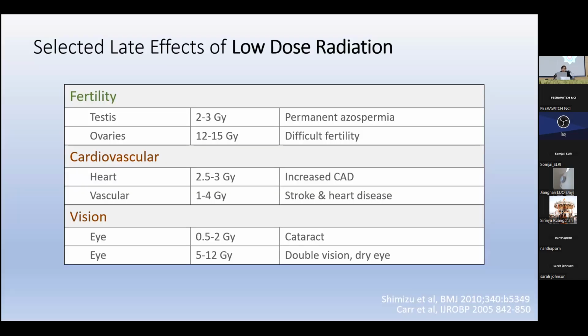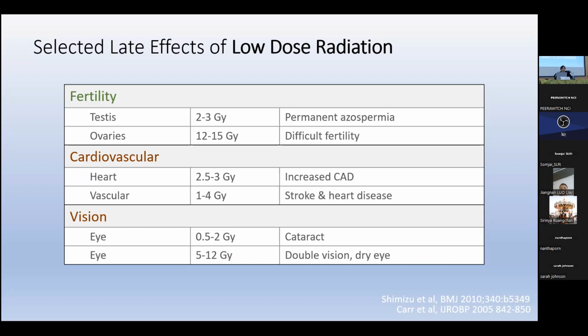So we want to make sure we take care of that. This is just to give an idea, some concepts of when we're talking about these normal tissues, how sensitive things are. So for fertility, that's one that's kind of easy to measure. For males in the testes, a few, and this unit that we're going to use is gray, and I'll talk about that a little bit more. But a few gray can lead to sterilization there. And in women, maybe 10 to 20 gray could lead to sterilization.